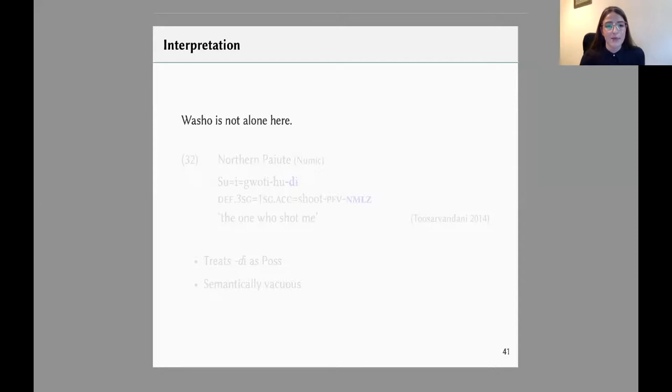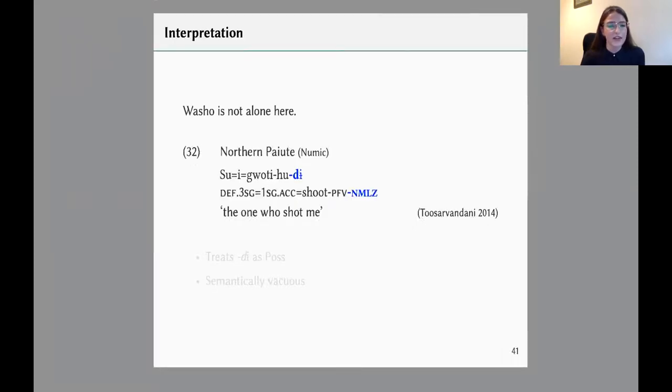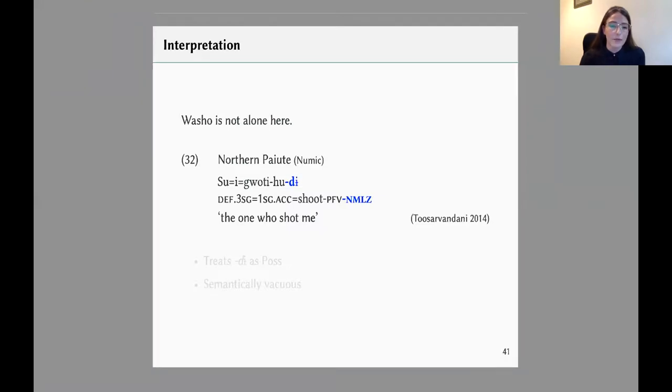But this issue becomes a bit more pressing actually, because Washoe's not alone here. To give another example from Northern Paiute, here in 32, the one who shot me, Tarsa Vandani analyzes this type of subject nominal as also involving a type of pos nominalizer. So he treats the suffix de also as a pos head, but it's semantically vacuous in his account. So what we see now is another case of a language that's using a pos morpheme in precisely the same construction, which makes you think you might want to give the potential for pos doing something semantically.